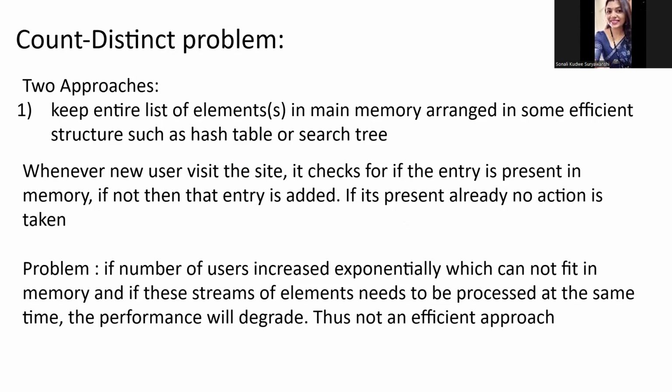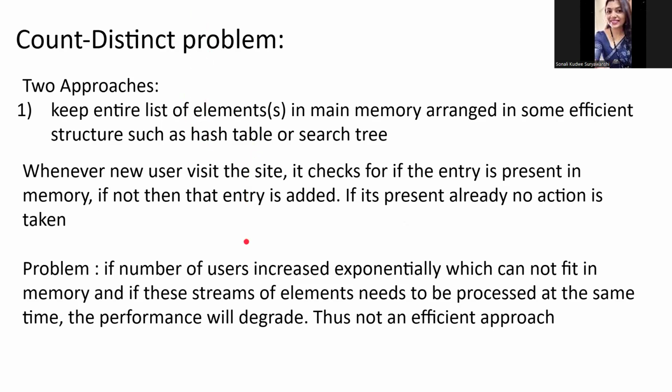So if the entry is not there, then only we are going to add that entry to the hash table and the search tree. If the entry is already there, we are not going to do anything, right? That means we know that that user had already visited the website earlier. So that is how you can create unique entries in your table. So this hash table will have all the unique entries or search.